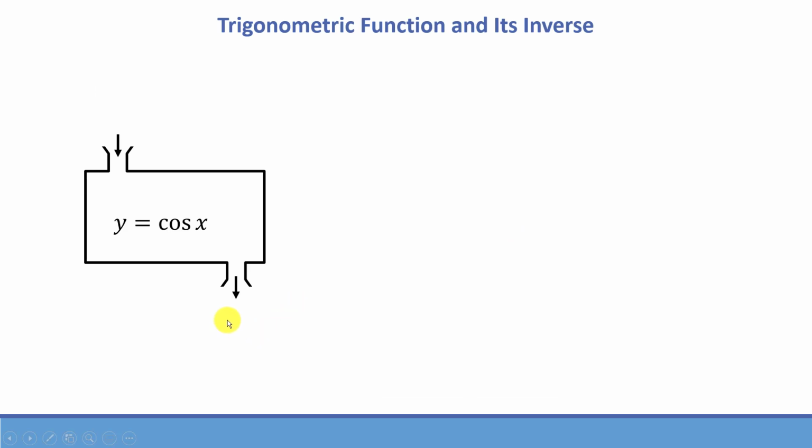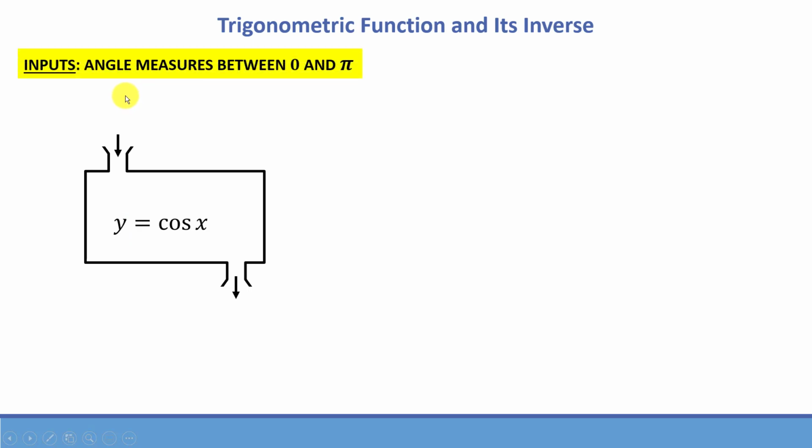We're going to use the cosine function again as our example. So we already restricted its domain, so it means that inputs are going to be angle measures between 0 and pi. Remember quadrants 1 and 2. So let's use pi over 4 again. It definitely comes from this interval. The corresponding output is radical 2 over 2. We already know that. Input, output.